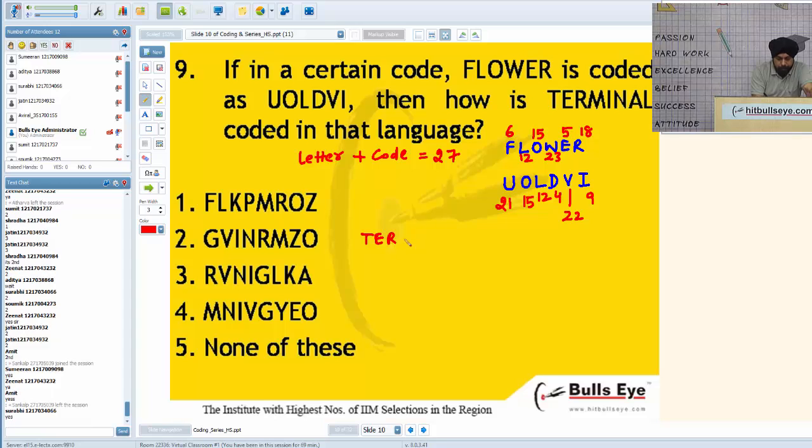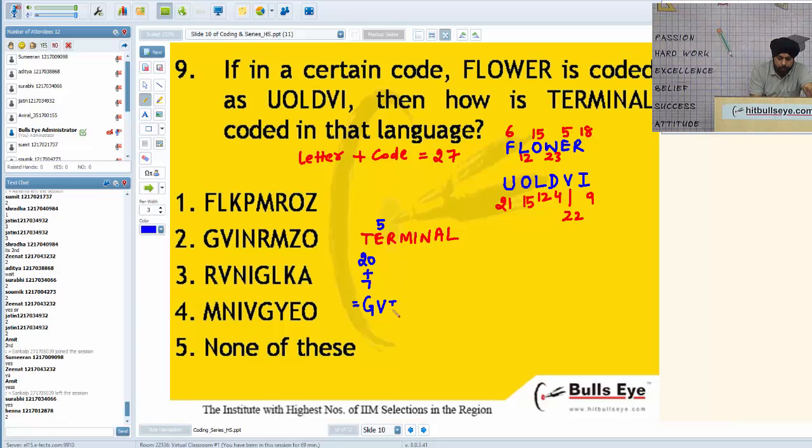Now let's first answer this question. Now it is terminal. Here, if you remember the word I gave you, that will help you to find the position. Now T appears at position number 20. So we need to add 7 to this to make 27, and the 7th letter is G. E is 5, we need to add 22, and the 22nd letter is V. R is 18, so it is I. 13 plus 14, 9 plus 18, 14 plus 13, 1 plus 26 and 12 plus 15. The code here is option number 2. I hope you all have got it, students.